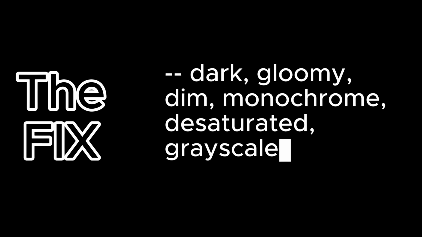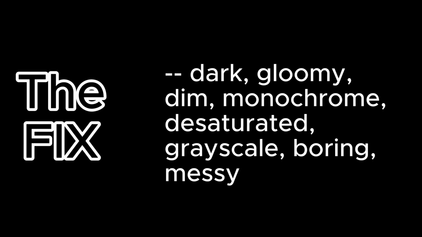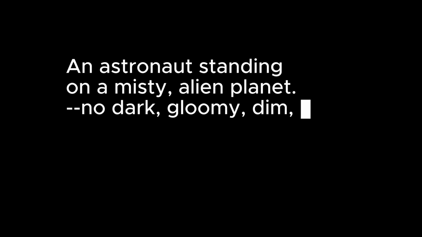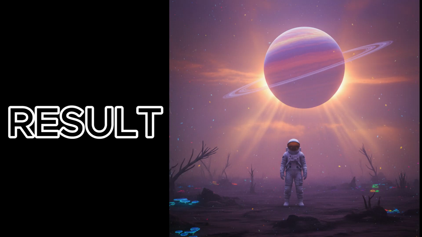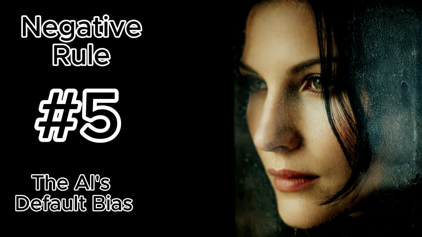The fix. Use negative prompts to enforce color and emotional rules. You can specifically tell the AI not to use drab, dark colors, or to avoid making the scene look boring. When you exclude dark and monochrome, the AI is forced to create a vibrant, colored landscape, which is exactly what we wanted.